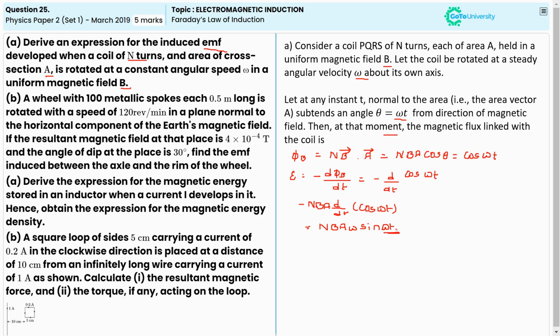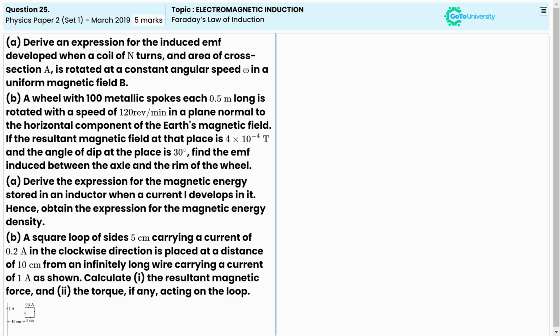A wheel with 100 metallic spokes, each 0.5 meter long, is rotated with a speed of 120 revolutions per minute in a plane normal to the horizontal component of Earth's magnetic field. If the resultant magnetic field at the place is 4 into 10 power of minus 4 T and the angle of dip at the place is 30 degrees, find the EMF induced between the axle and the rim of the wheel.